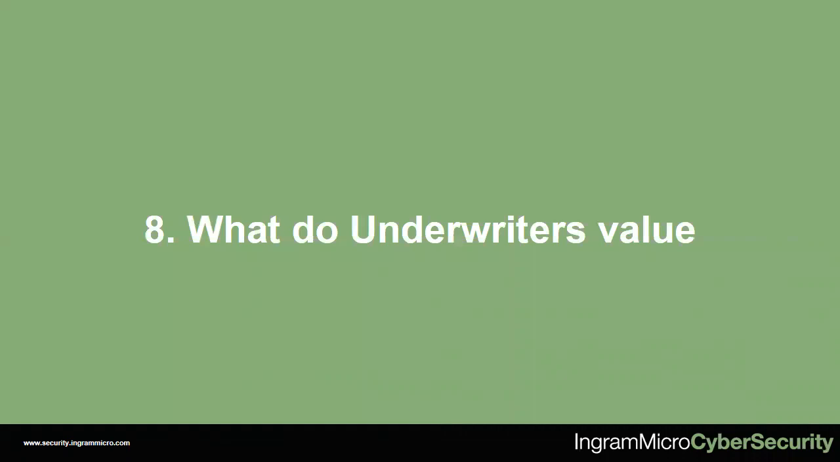In this section, we will talk about what underwriters value. Here I'm going to talk about what underwriters give value to when an insurance company is trying to write your policy document. I mean, when they assess your organization, what are the parameters they consider to understand the level of maturity or level of security of your organization.